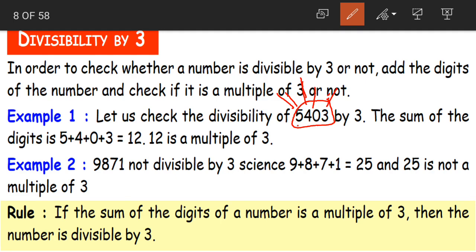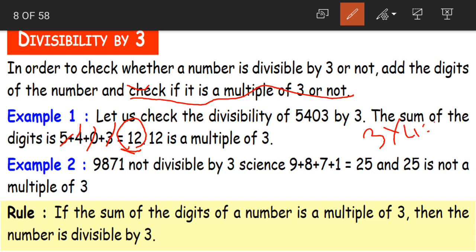Now we should add these up. 5 plus 4 plus 0 plus 3. Now what will be the total? 5 plus 4 is 9, 9 plus 0 is 9, 9 plus 3 is 12. Now what should we do with this 12? We should check if the sum is a multiple of 3 or not. Now does 12 come in the 3 table, children? Yes, we have 3 fours are 12.